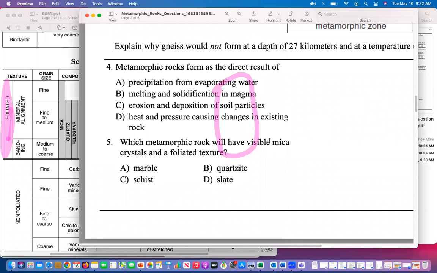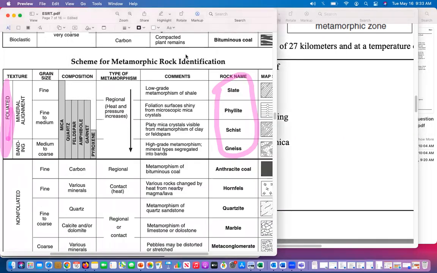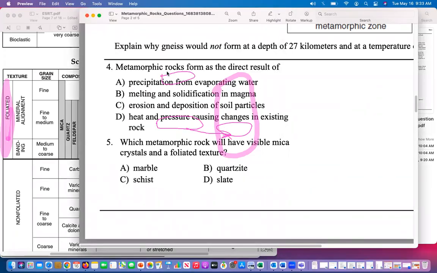Then it says, which has visible mica crystals. So when I take a look, all of them have mica, right? Slate, phyllite, schist, and gneiss. I have to look at the comments to see if there's some information about visible mica crystals. When I'm looking through the comments, look what I see right here. Mica crystals visible. And the fact that I see that is going to be the rock schist, which is choice C.